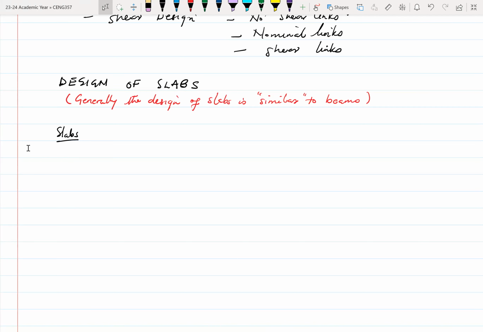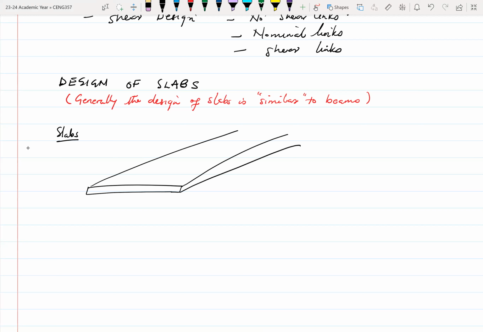So when you look at slabs, if you have a panel, sorry, structural member, that looks like this form. Now, if this is the width B, maybe there's a length L, and this is the height H.